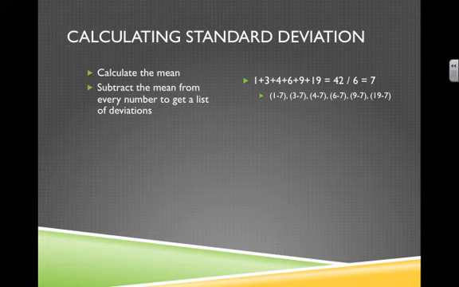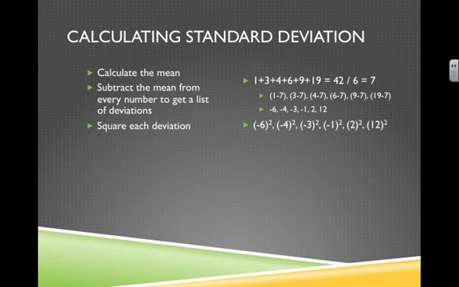I also subtract 7 from 3. I subtract 7 from 4, from 6, from 9, and from 19. So these are the answers that I get then. And this list, minus 6, minus 4, minus 3, minus 1, 2, and 12, are my deviations. That's the list of deviations. So what I do now is I square each deviation. I multiply it by itself. So minus 6 times minus 6, minus 4 times minus 4, etc.